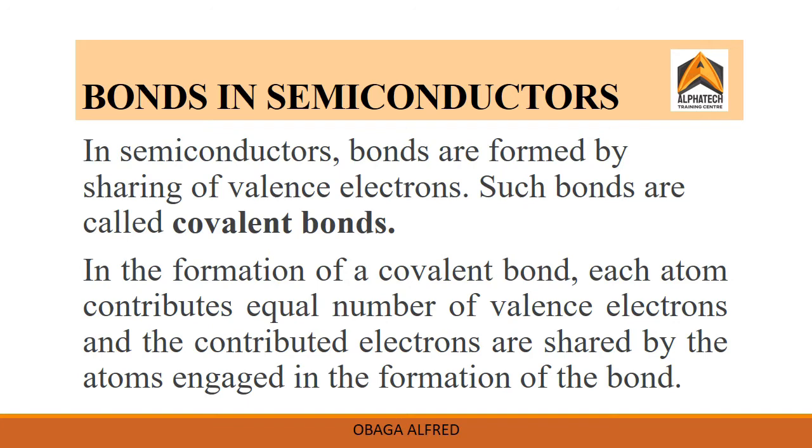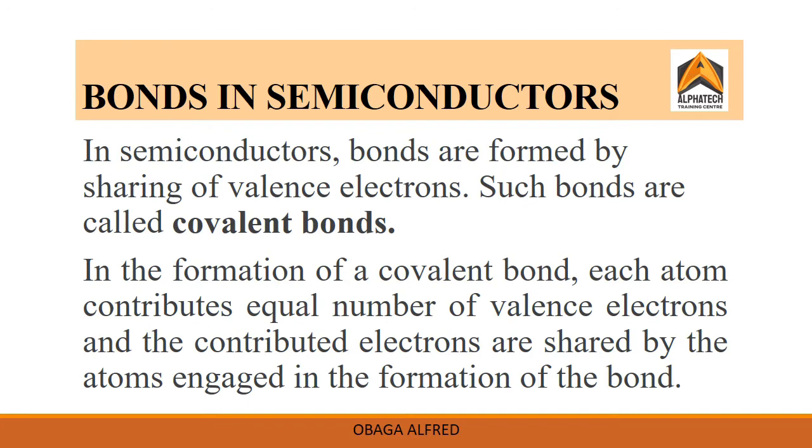Basically, in semiconductors, bonds are formed by sharing of valence electrons, and such bonds are known as covalent bonds. So in the formation of a covalent bond, each atom contributes an equal number of valence electrons, and the contributed electrons are shared by the atoms engaged in the formation of the bond.